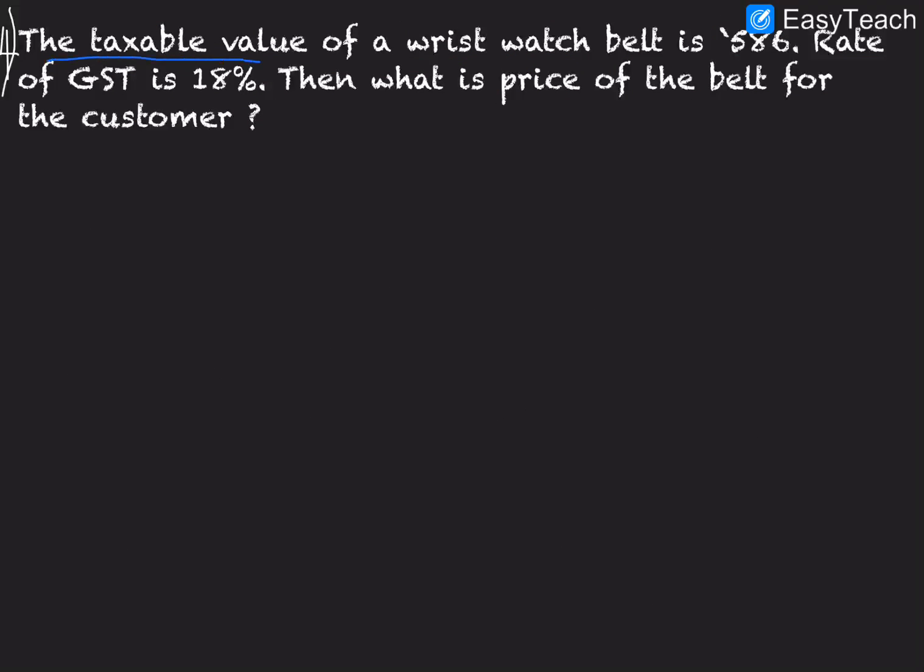So we are going on with the next problem. The taxable value of a wrist watch belt is rupees 586. Rate of the GST is 18%. Then what is the price of the belt for the customer? So what all is given? Taxable amount means the amount without adding GST. The actual amount is 586.